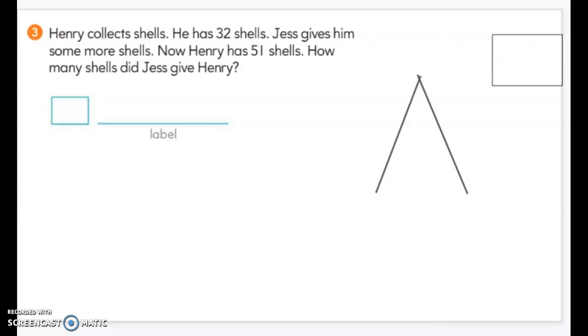Henry collects shells. He has 32 shells. Jess gives him some more shells. Now Henry has 51 shells. How many shells did Jess give Henry? Go ahead and pause to solve.